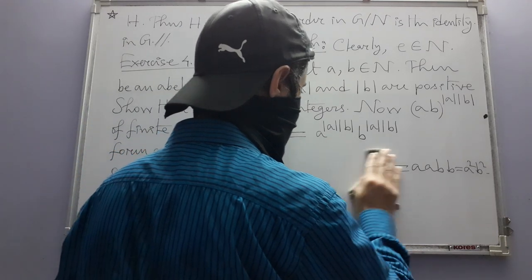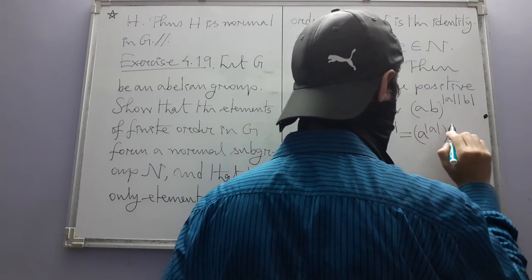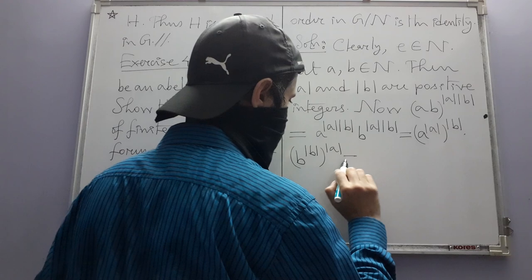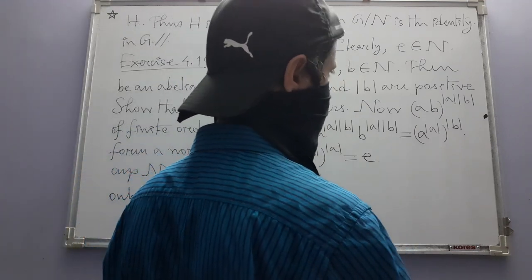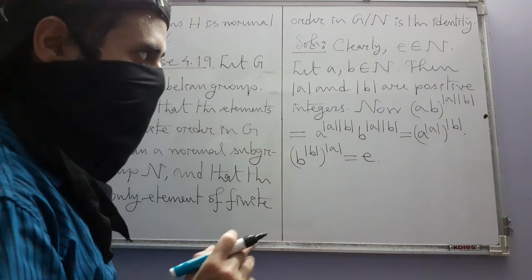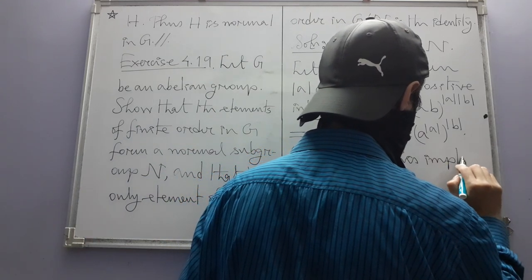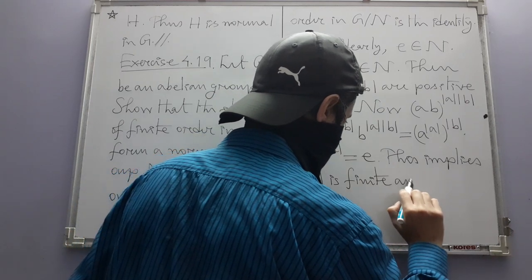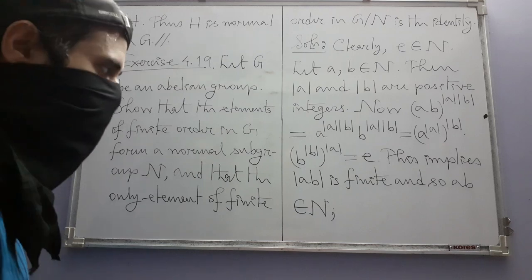Okay, so now we are going to use one of the rules of exponents. And we will write it like this. Now you know that in 1 or 2 steps you are ultimately going to get the identity. So this proves that there is at least 1 power of AB with positive exponent that gives us identity. So that means the order of AB is finite. This implies this is finite, and so AB belongs to N because N has precisely those elements of finite order.